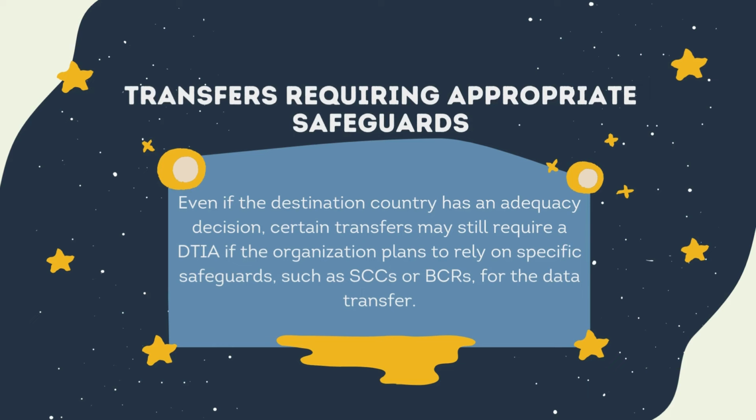What is the next condition? Transfers requiring appropriate safeguards. Even if the destination country has an adequacy decision, certain transfers may still require a DTIA if the organization plans to rely on specific safeguards such as SCCs or BCRs for the data transfer. You know, that means transfers require appropriate safeguards, right?